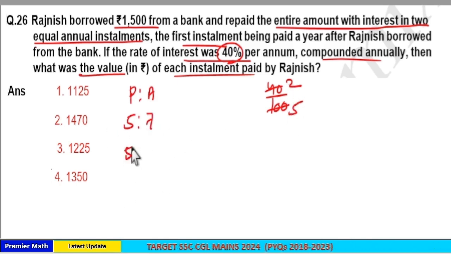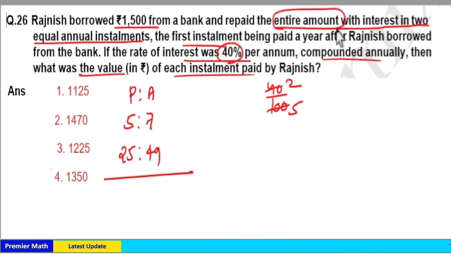Now for the second year, principal is 5 square part and amount is 7 square part, which is equal to 25:49. Now here question clearly says entire amount paid back in 2 equal annual installments, which means here we should equalize the amount in first year and second year. In first year it is 7 part, in second year it is 49 part.